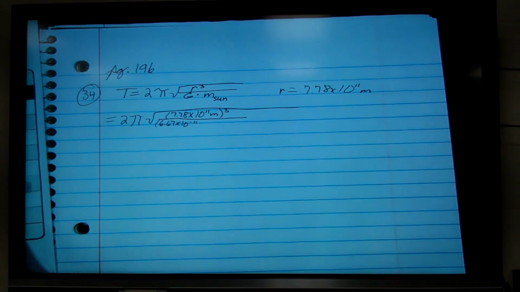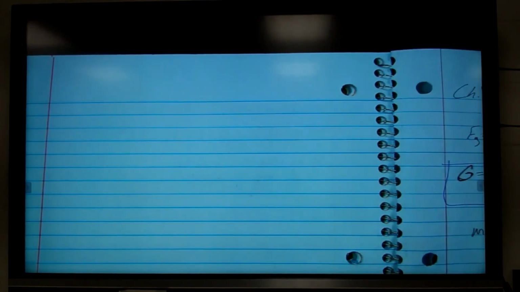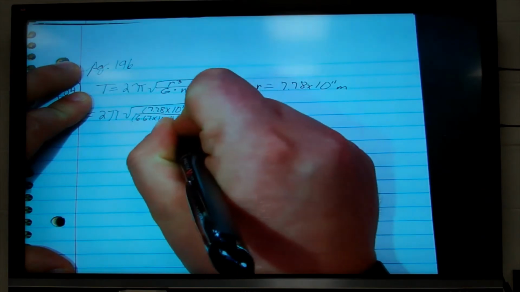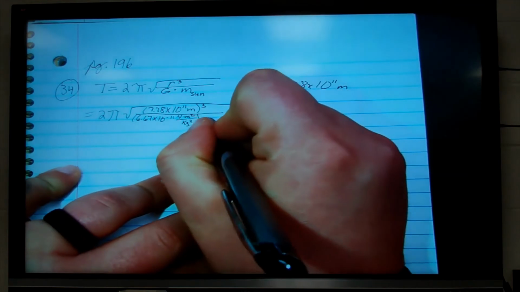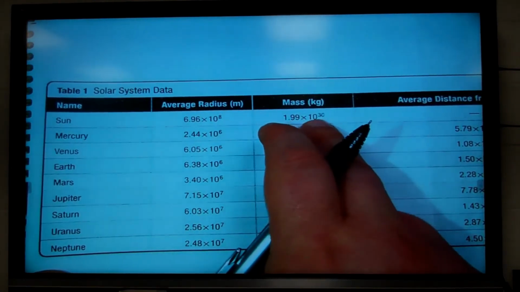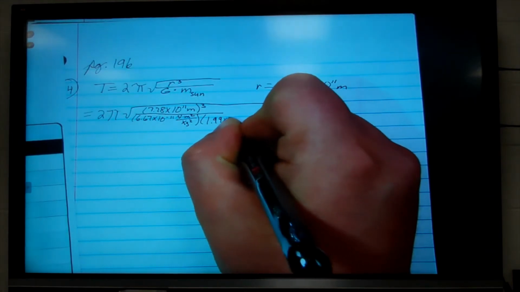Newtons times meters squared over kilograms squared. Times the mass of the sun, which is on our handy dandy table here. You find the sun, go over to the mass, so it's 1.99 times 10 to the 30.